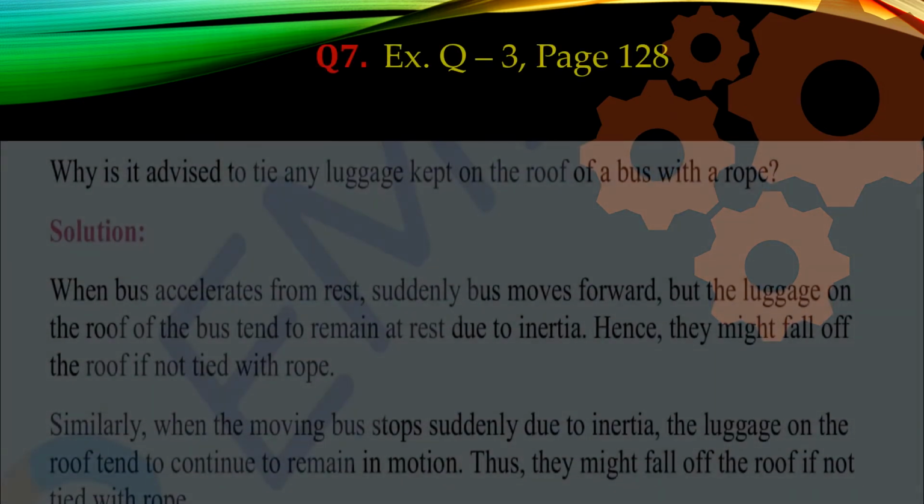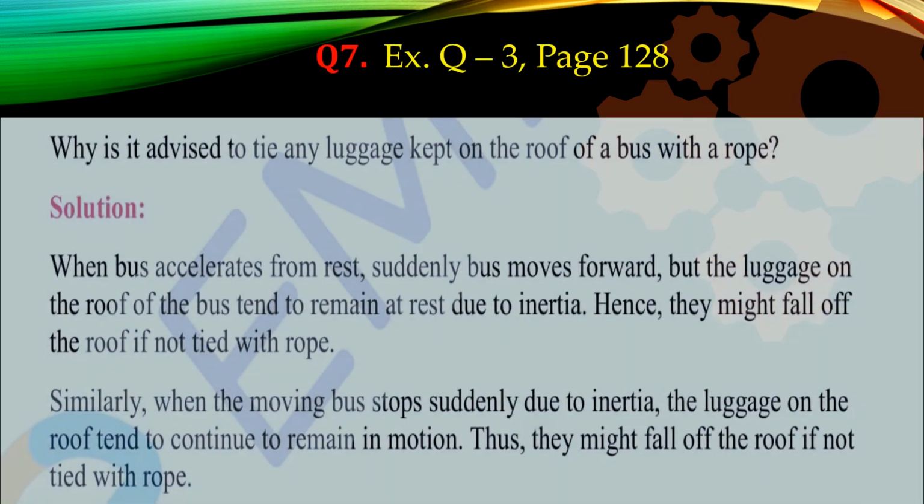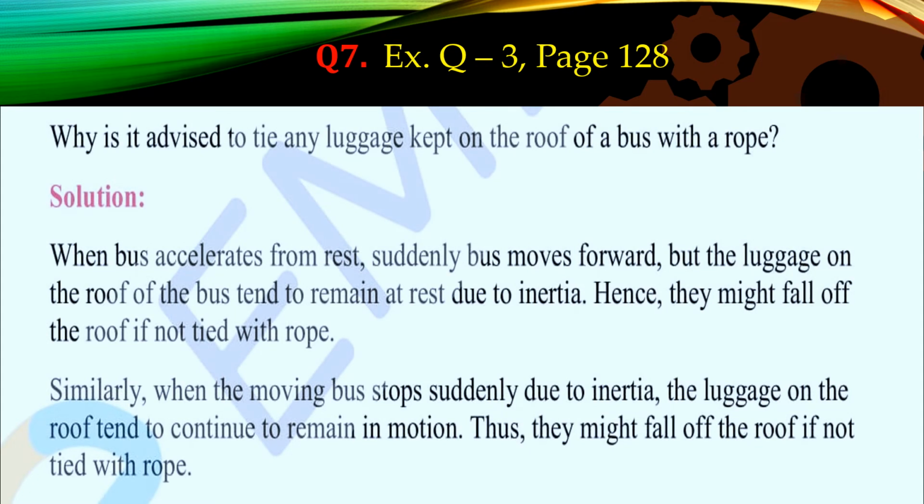Now we will discuss the third question from the exercise. Why is it advised to tie any luggage kept on the roof of a bus with a rope? This is similar to the case we discussed in the case of a passenger. Here, when the bus accelerates or starts from rest suddenly, the bus moves forward, but the luggage on the roof of the bus tends to remain at rest due to inertia of rest. So it may fall backward.